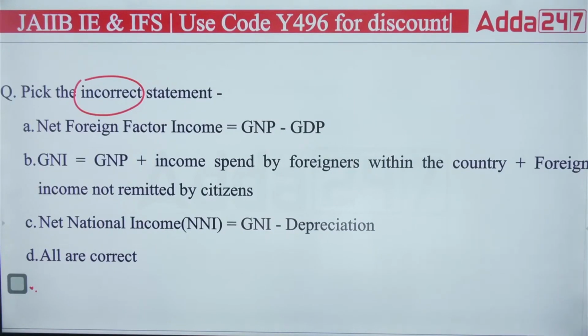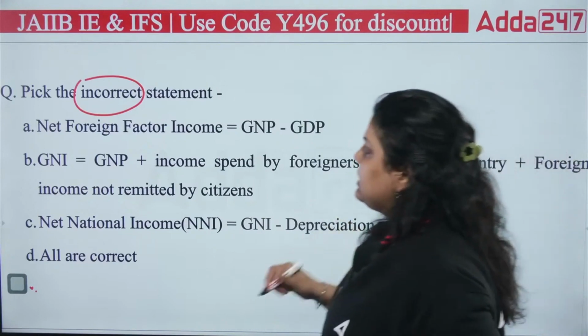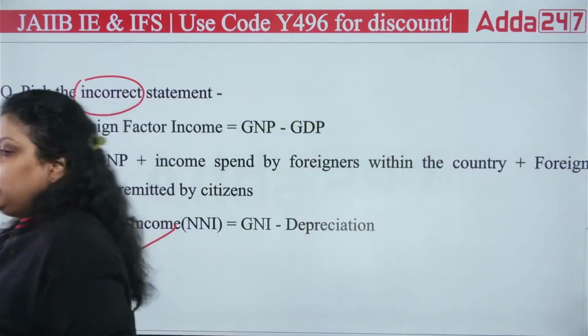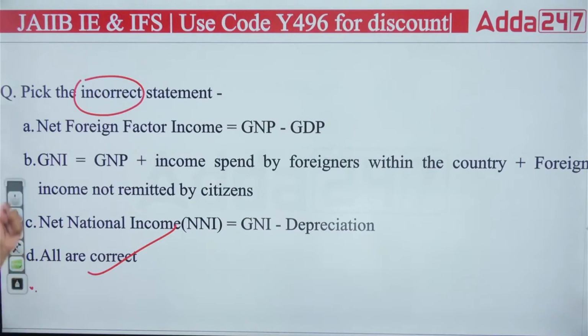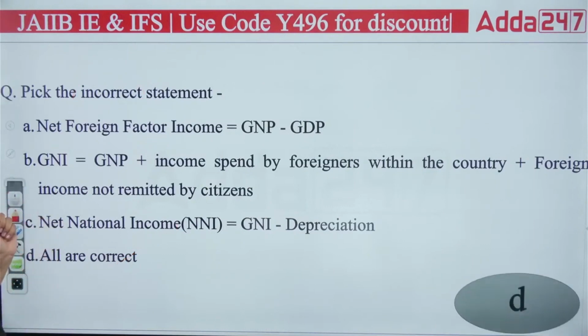So, the right answer here is that all the formulas given in this particular question are correct. All are calculating the right values. These are the right ways to calculate your values. So, the right answer is D. All are correct.